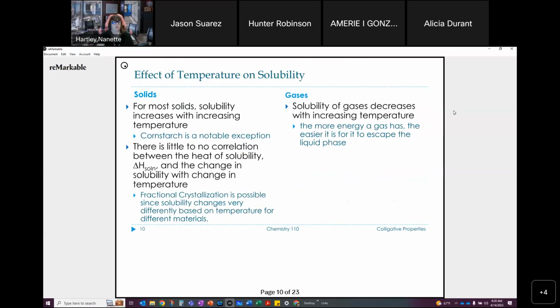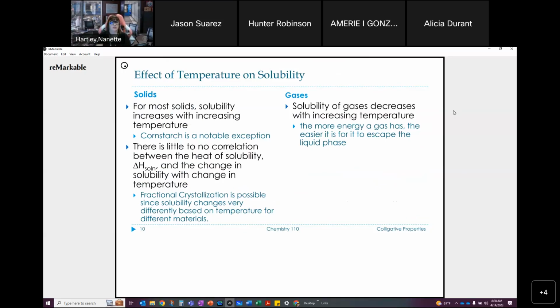Now, when we talk about temperature and the effect on solubility, for most solids, the solubility increases with increasing temperature. As I raise the temperature on my tea, more of that sugar goes into it. As I raise the temperature on my water, more of the salt that I put into it goes into that solution. There is one notable exception for anybody who cooks. Cornstarch is a notable exception because cornstarch is only soluble at really low temperature. As I raise the temperature, it becomes thick, and that's a thickening agent. That's because as it gets warmer, it's less soluble. So that's what we're looking at there.